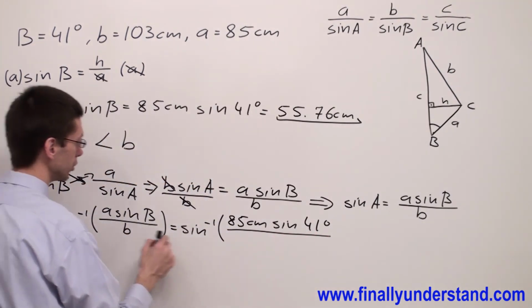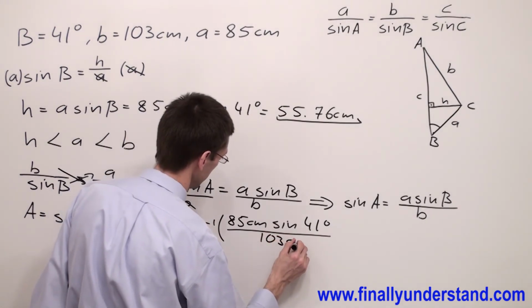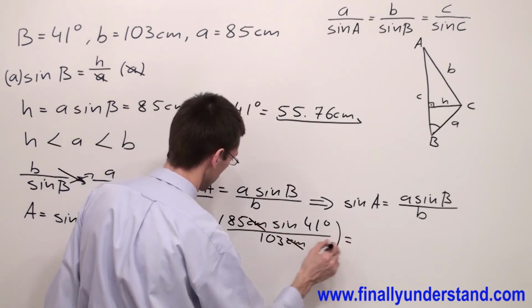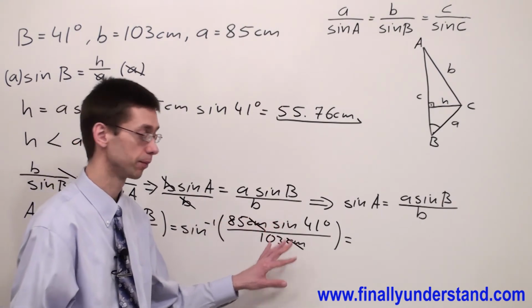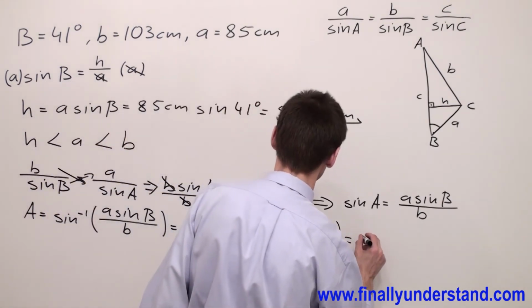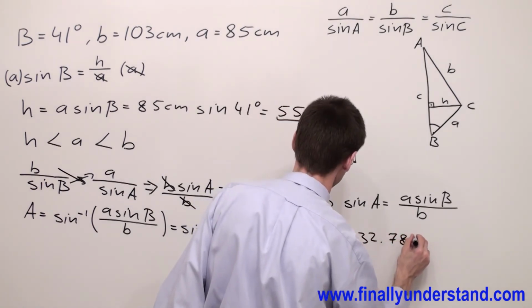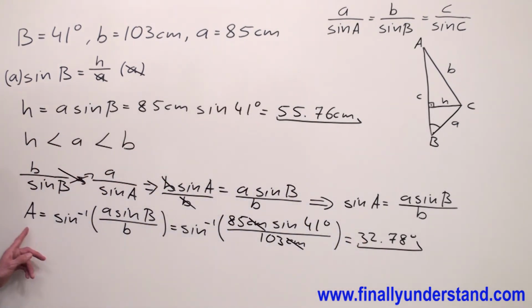side B, which is equal to 103 centimeters. Centimeters and centimeters will cancel out. Use the calculator and calculate everything at one time. You're supposed to get the value of angle A, 32.78 degrees. Okay, this is my angle A.